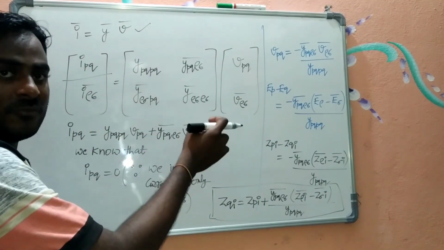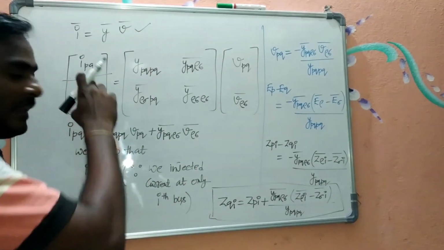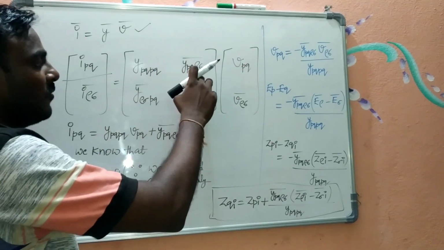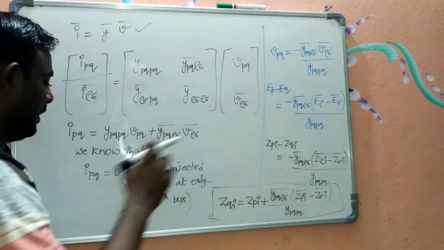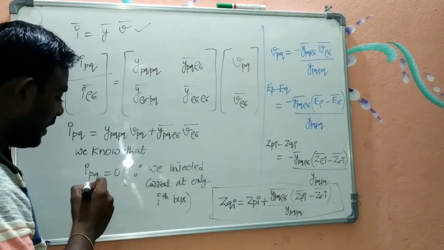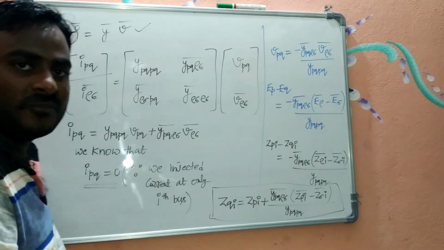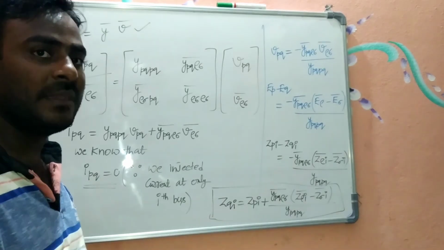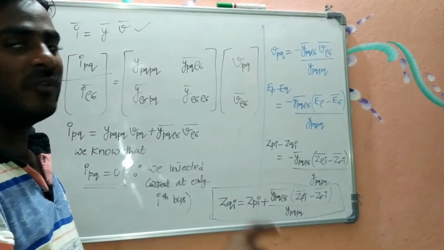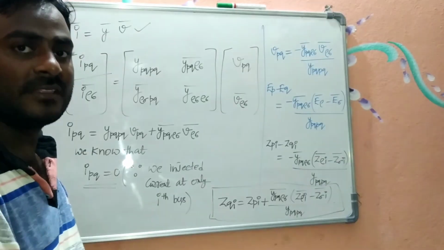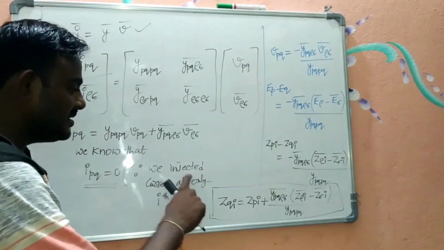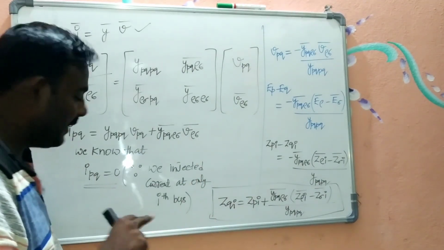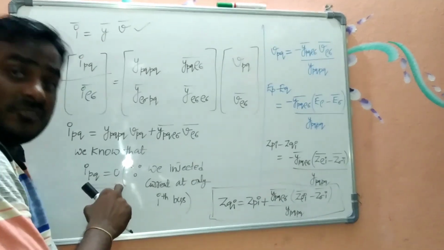Now, from this matrix equation, in order to obtain the first element on the left side, IPQ, I can write YPQ,PQ into VPQ plus YPQ rho sigma bar into V rho sigma bar. Now, we know that IPQ is equal to 0. If you observe the partial network in the previous video, there we injected a current of 1 ampere at the ith bus only, and we made the currents 0 for the remaining buses. So we injected a current at only the ith bus, making all the other buses open circuited. That is the reason why we got IPQ as 0.